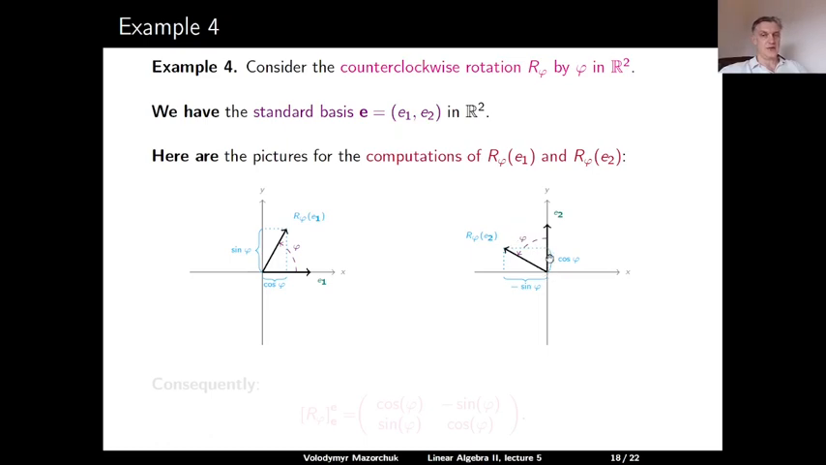And now if we take the unit vertical vector e2 and rotate it counterclockwise by phi, we will get a vector which has as the second coordinate now cos phi and as the first coordinate sine phi, but in the opposite direction, so it will be minus sine phi. Consequently, the matrix of the rotation r phi in the standard basis, when we read it column-wise, is the 2 times 2 matrix cos phi, sine phi, minus sine phi, and cos phi.